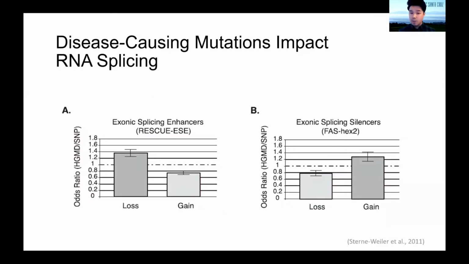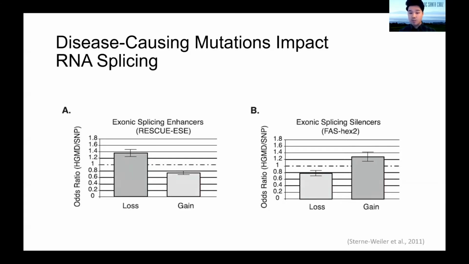The Stanford lab used a computational approach to identify ESE and ESS sequence motifs that were likely disrupted by disease-causing mutations or by single nucleotide polymorphisms, abbreviated SNPs. These mutations were taken from the Human Gene Mutation Database, and the SNPs were taken from the 1,000 Genomes Project. At the core of this approach, the lab used published datasets containing identified ESE and ESS motifs, one known as RescueESE and the other known as FAS-hex2.